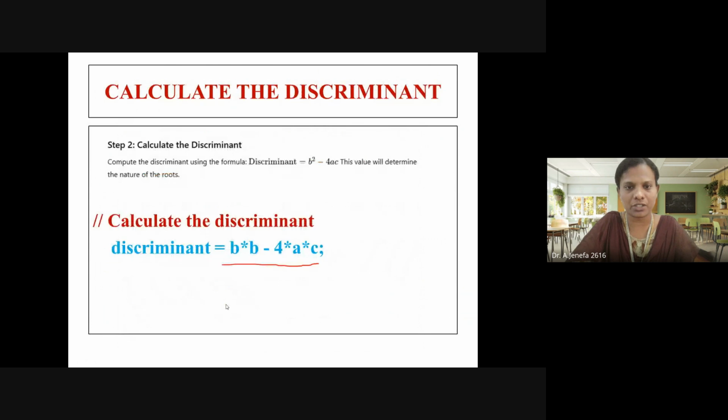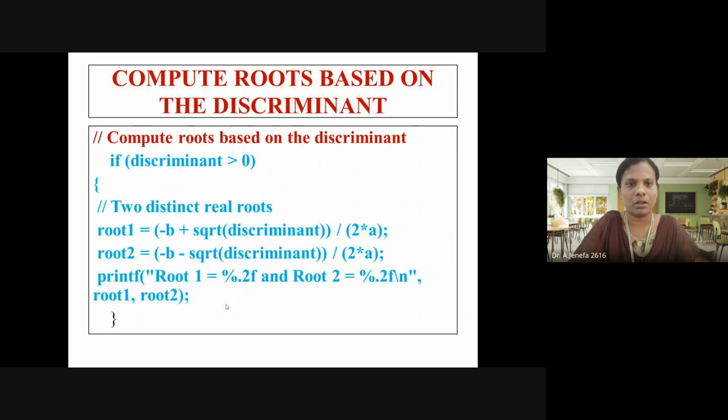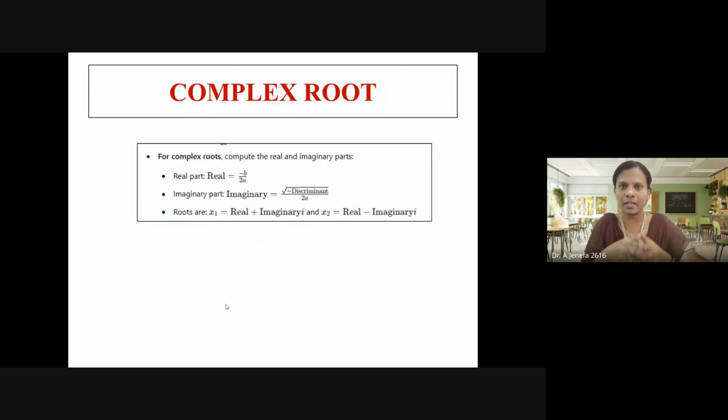And what about the third condition? Finding the complex root, we calculate both the real part and the imaginary part. What is the formula to calculate the real part? That is minus b by 2a. And what's the formula to calculate the imaginary part? That is root of minus discriminant by 2a. As you can see in this slide, this is how we calculate the imaginary part for the third condition.